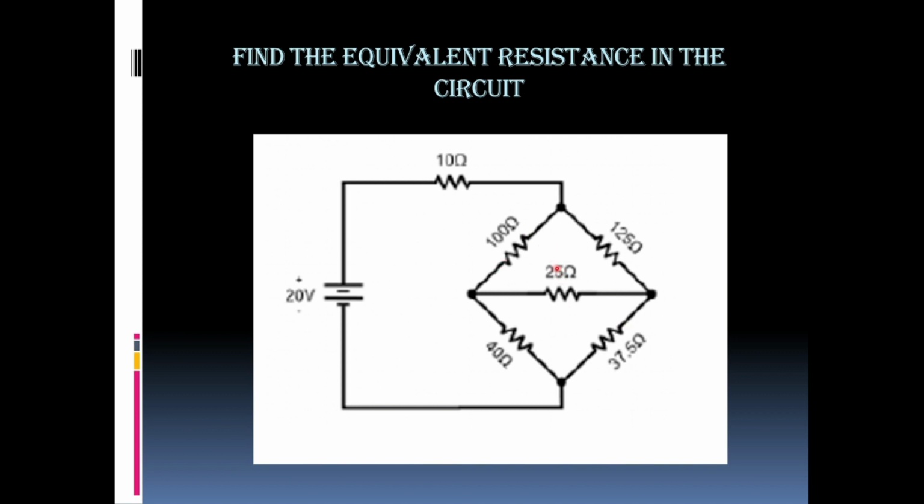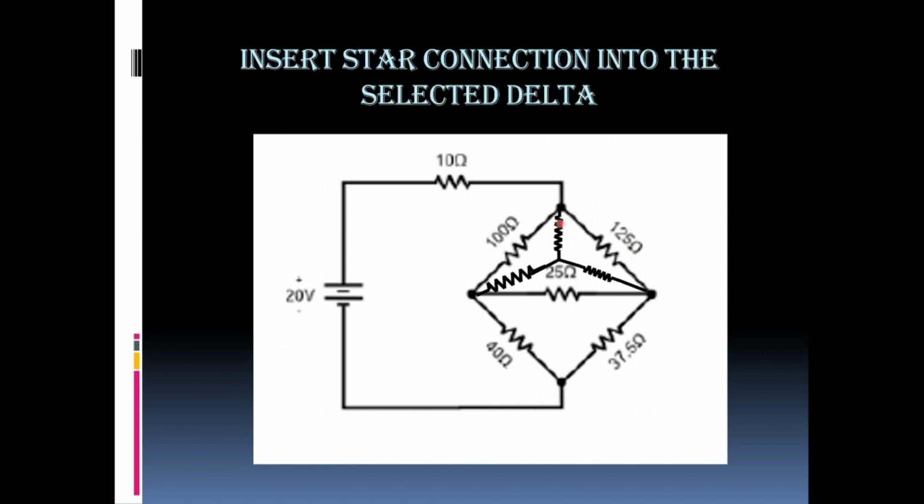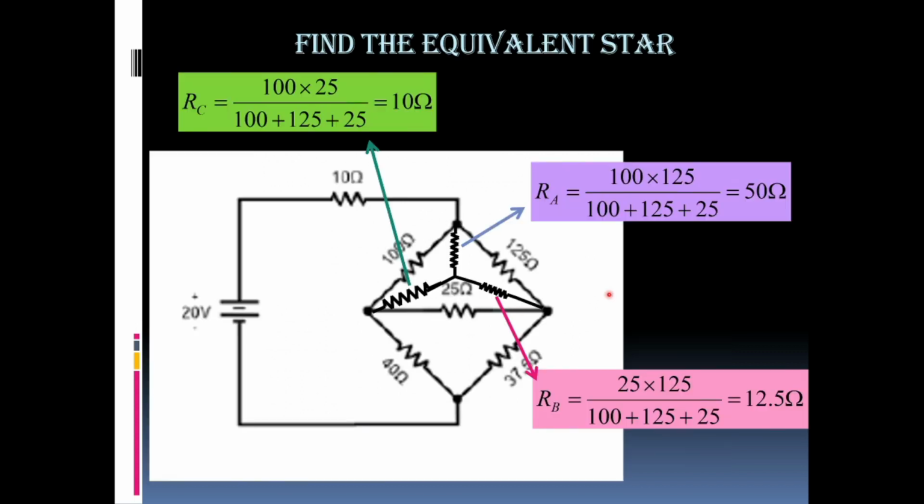both of these. Here we are solving the first delta connection, converting it to a star. First you have to insert the star connection into the selected delta. This is our selected delta connection, and we have drawn the star into it. Then, according to the formula, you find the resistance of each star resistor. For RA, the product of adjacent is 100 into 25 divided by the sum of all resistances, 100 plus 125 plus 25. That will give you the answer 50.